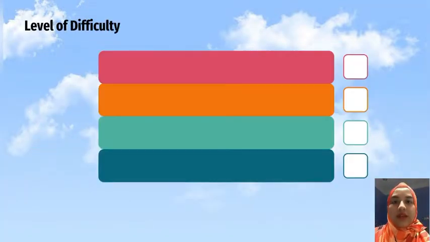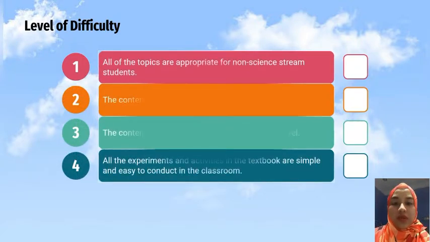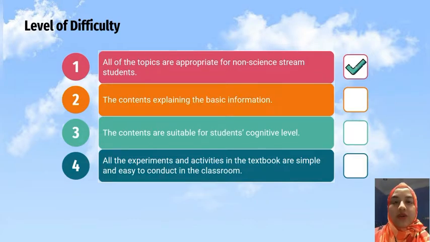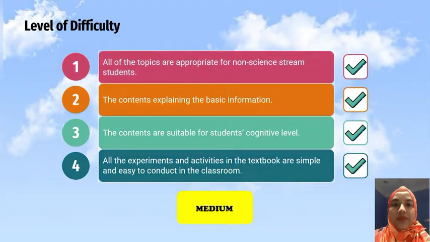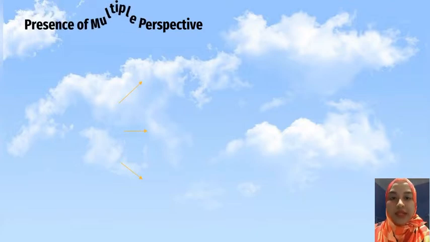For the level of difficulty, I think this level is medium because all of the topics are appropriate for non-science stream students. Next, the content explains the basic information. Third, the contents are suitable for students' cognitive level. Fourth, all the experiments and activities in the textbook are simple and easy to conduct in the classroom. We go to the next slide.